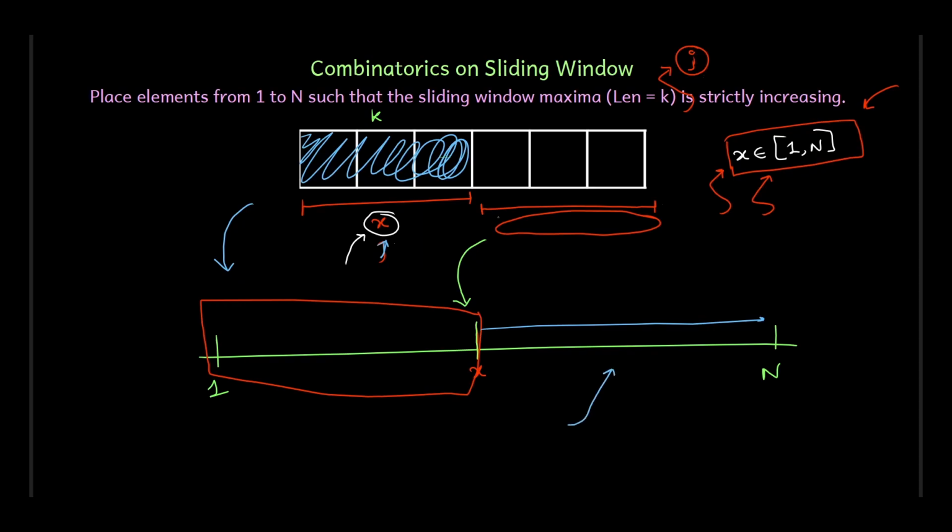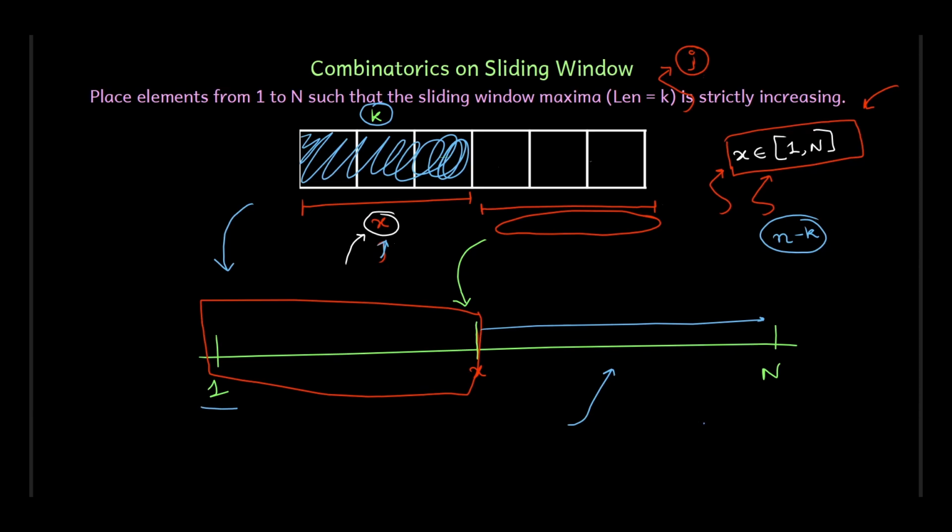On the right hand side, you can see that you have how many elements remaining. Since the first window is special, the first window contains k elements. On the right hand side, you have N minus k elements. For these N minus k elements, you want to place some elements over here, and they should be in sorted order. So how many choices are there?